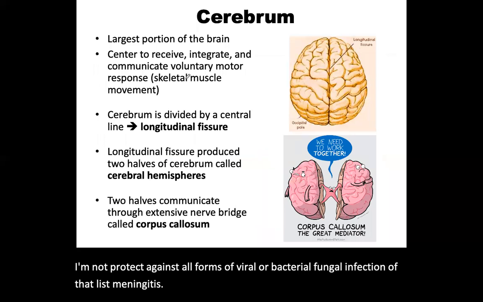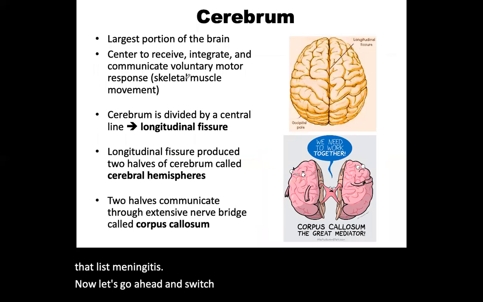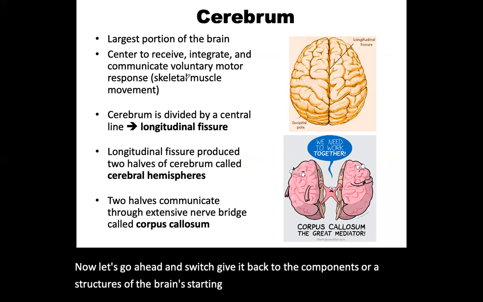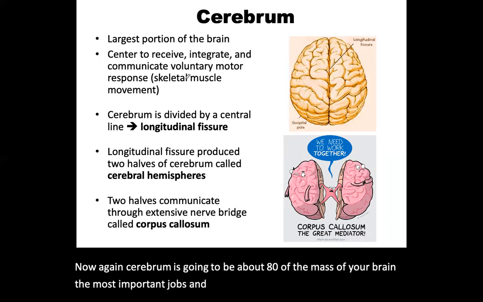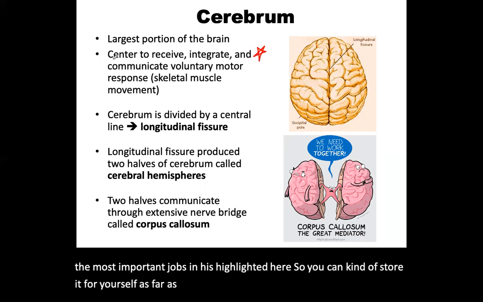Now, let's go ahead and switch gears back to the components or structures of the brain, starting with the largest part of the brain called the cerebrum. Again, the cerebrum is going to be about 80% of the mass of your brain. The most important jobs are highlighted here so you can start to note them for yourself. First of all, it receives the data from your senses.